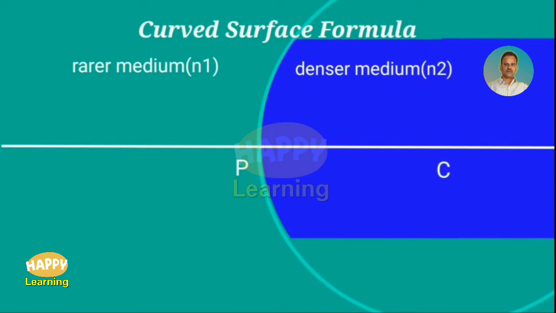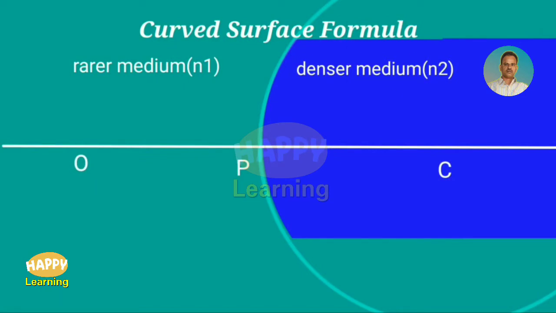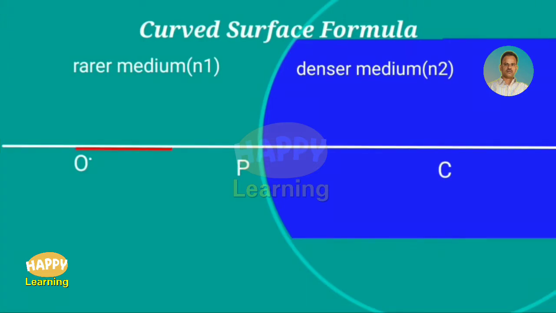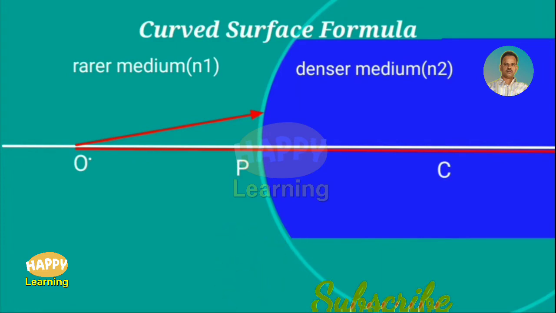On the principal axis, at point O, an object is assumed. Let the object be a point size object. A ray starting from point O travels along the principal axis. It passes through P, then C, and continues its path along the principal axis. Then select another ray which is not along the principal axis. It is traveling in some other direction as shown here.